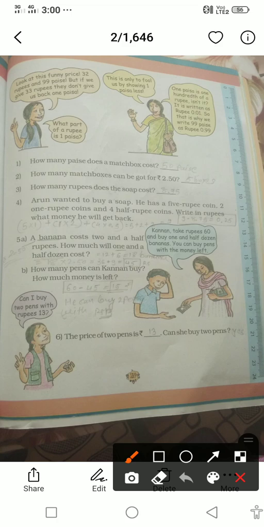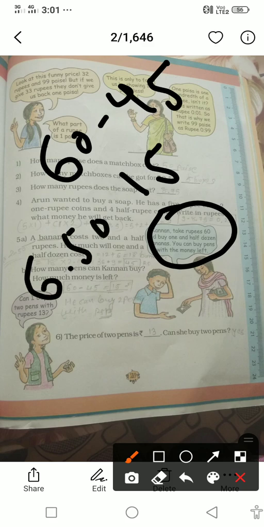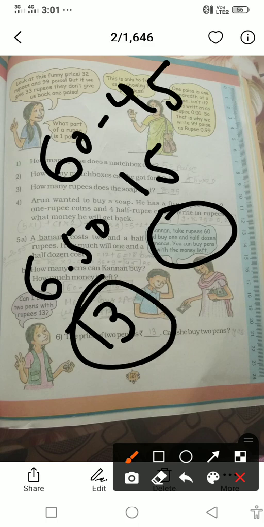But see, his mom gave him 60 rupees total. So 60 minus 45 for bananas, remaining is 15 rupees, and he wanted to buy 2 pens. So can he buy? Yes, he can buy. Why? Because per pen cost is 6.50 rupees. So total 13 rupees for 2 pens. So if he has 15 rupees, he can buy 2 pens with 13 rupees.